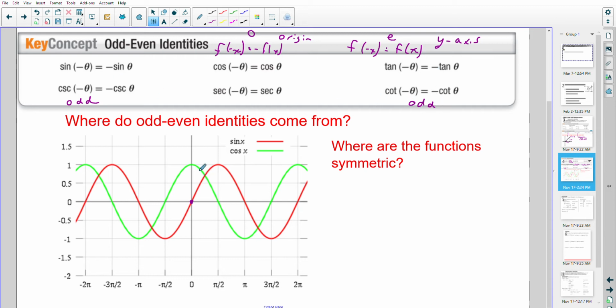Now, if you look at the green line, which is the cosine graph, notice that it reflects about the y-axis. That means that it is going to be an even function, and therefore takes on the even properties. Notice that the secant is paired with the cosine because they're just reciprocals, so they both will be even or both will be odd. And this is very useful, odd and even functions, for proving things, but also to simplify when you're dealing with negative angles.